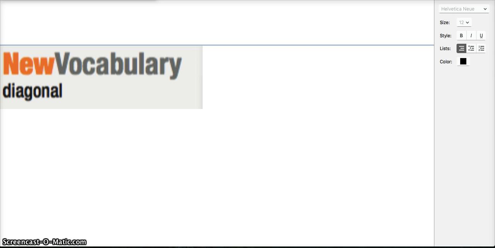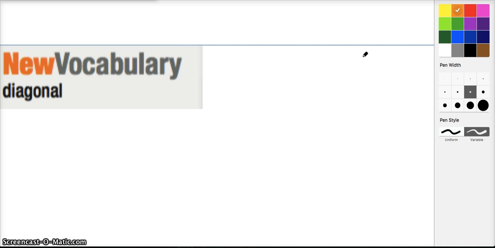So our vocabulary begins with the concept of a diagonal. Let's first draw a polygon. So we know a polygon is a multi-sided figure. Three or more sides will create a polygon. That's not a great side, but you get where I'm going.